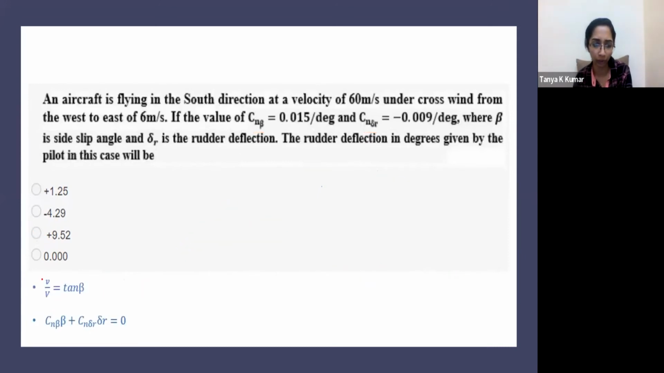These are the formulas that we have used. Small v is the crosswind velocity, and capital V is the forward velocity. And this is the formula that we used at trim, delta R required at trim.